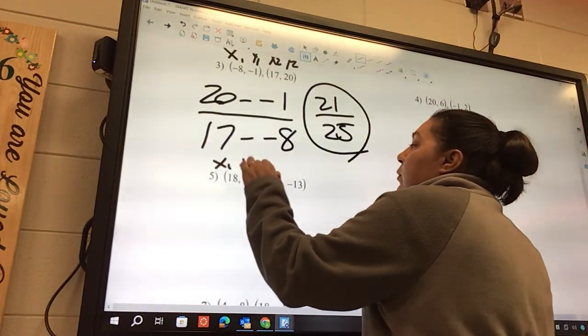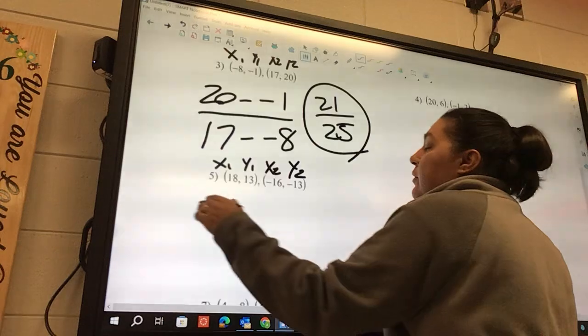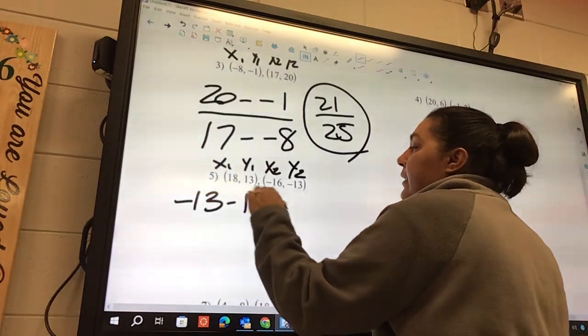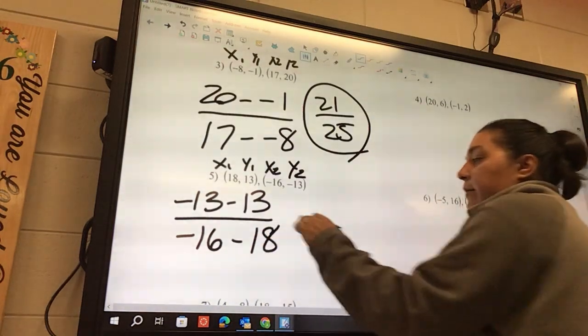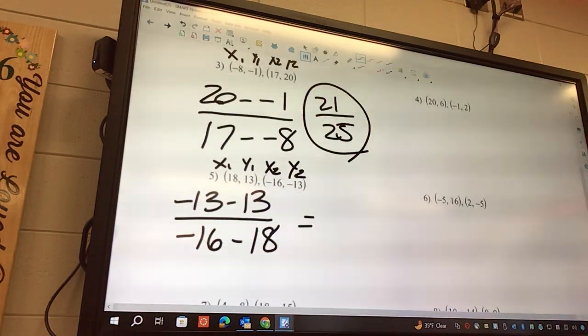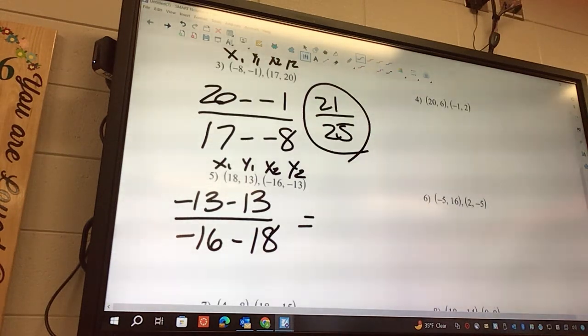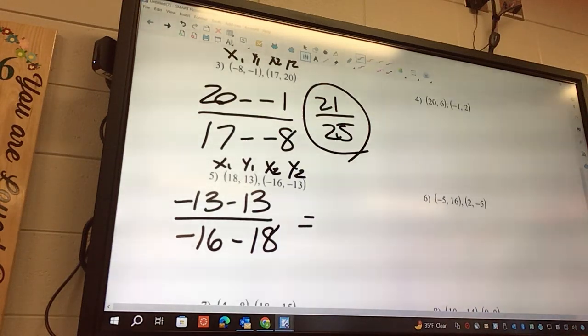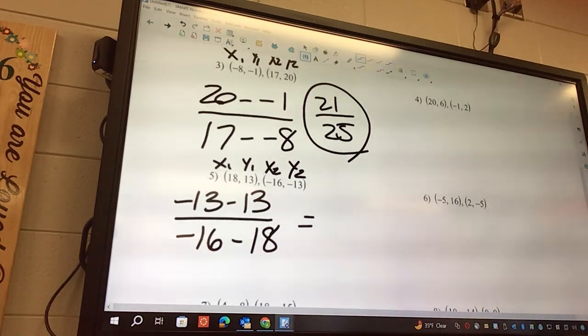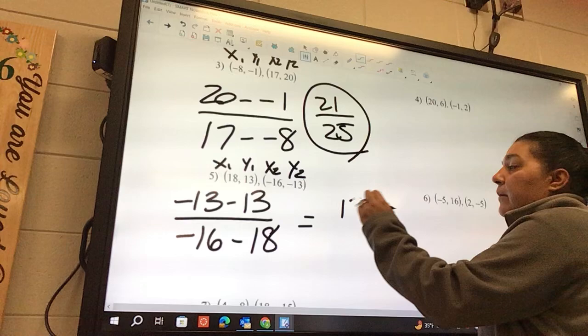Okay, we got x1, y1, x2, y2. So it's gonna look like negative 13 minus 13, negative 16 minus 18. Thirteen over 17. Somebody agree? Yeah.